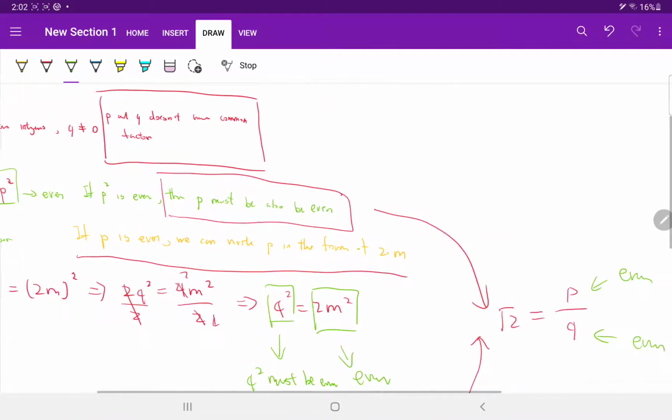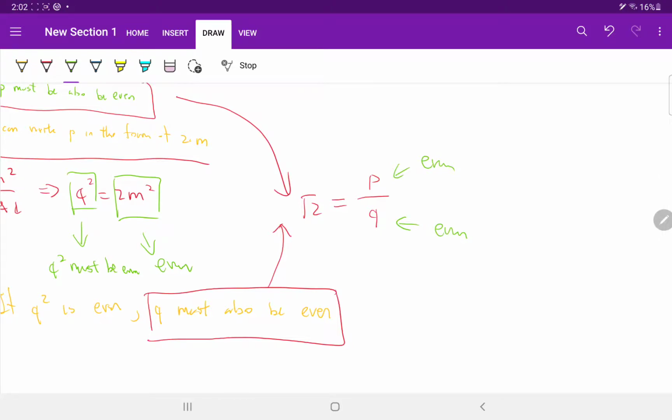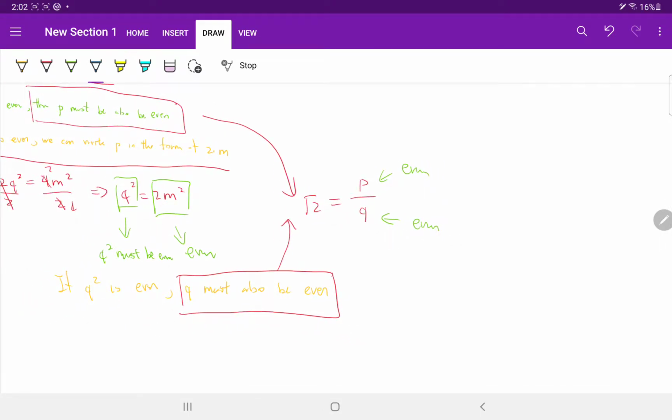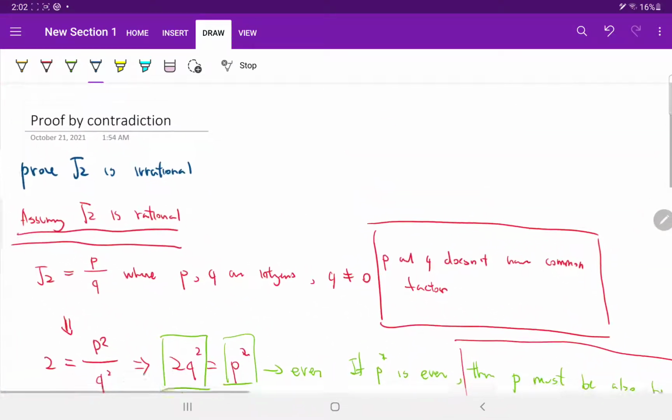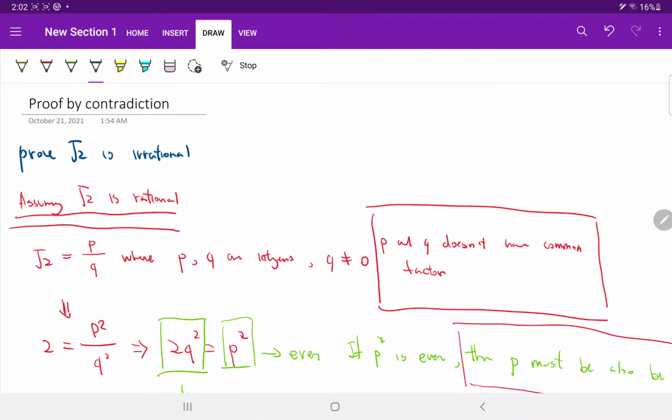So therefore, square root of 2 is not rational, because I assumed that square root of 2 is rational, and I just proved that it's false. So now square root of 2 must be irrational. You can see how interesting this is. I assumed that square root of 2 is rational, and I proved that it cannot be rational, so therefore it must be irrational. This way of proving is called proof by contradiction, by assuming the statement to be the opposite, to contradict.